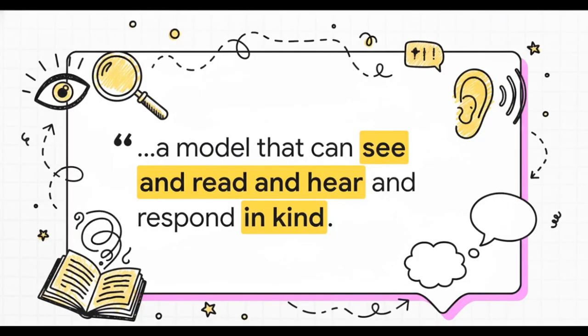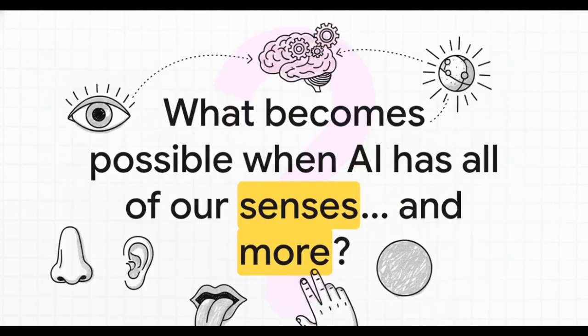This quote really captures the essence of what this new wave of AI is. It's not just a language model with eyes and ears bolted on. It is, fundamentally, a single model that can see and read and hear and then respond in kind. So that's where we are today, but it leaves us with a final, really powerful question to think about. What becomes possible when an AI truly has all of our human senses, and maybe even some that we don't?